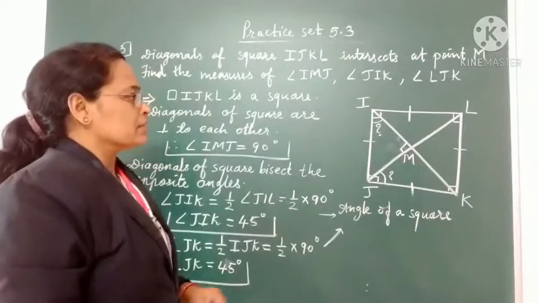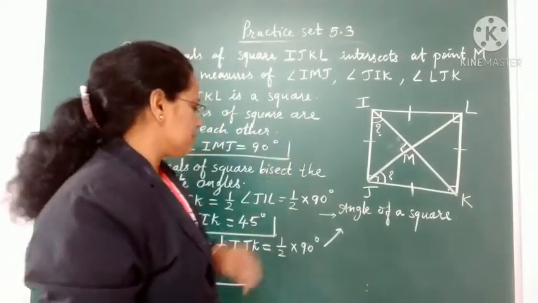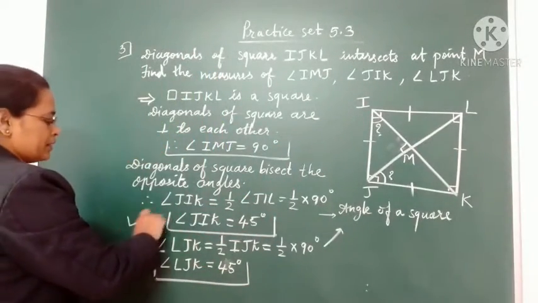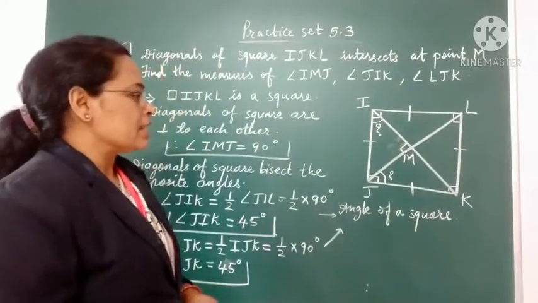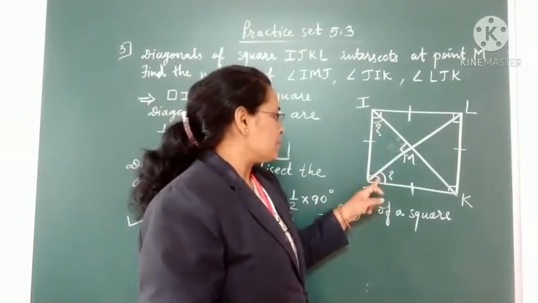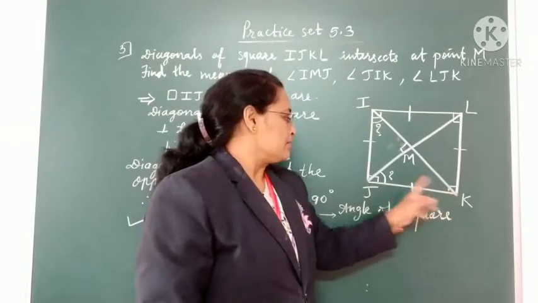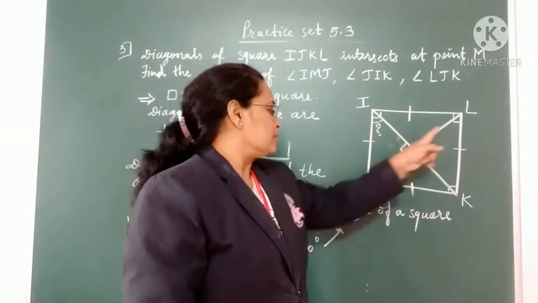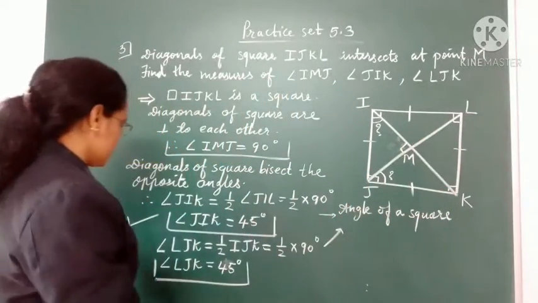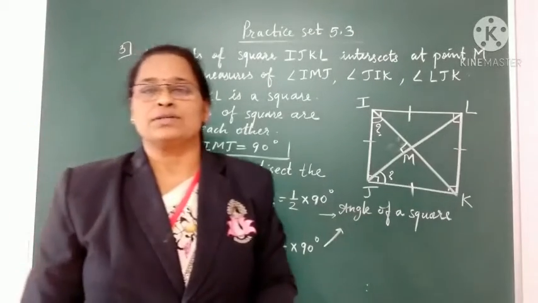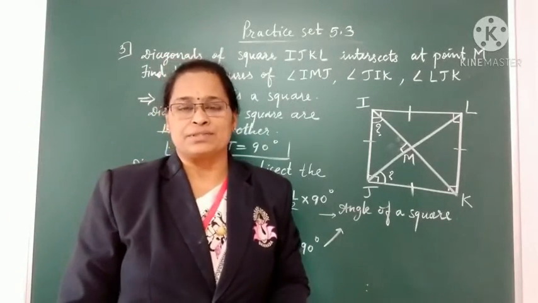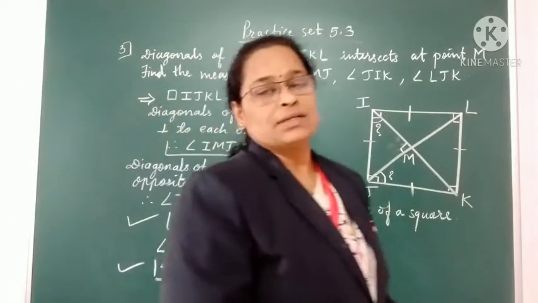Each angle of a square is 90 degrees, so half of that is 45 degrees. So here we can find out angle JIK. Similarly, we can find out angle LJK because it is half of angle IJK and it is bisected by the diagonal LJ. So angle LJK is equal to 45 degrees. That way, we can use the diagonal property and find whatever is asked.